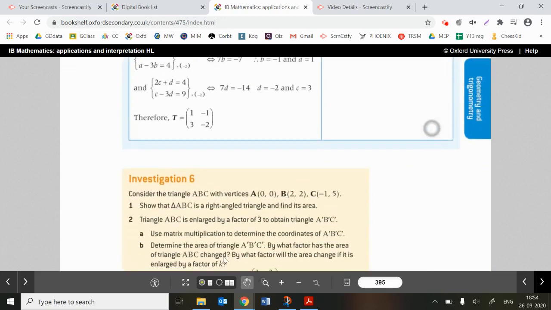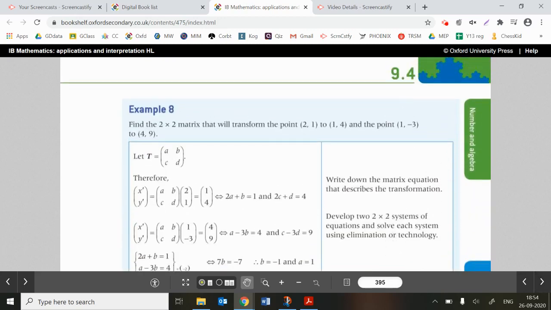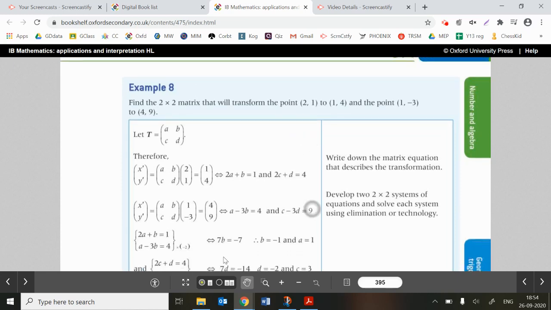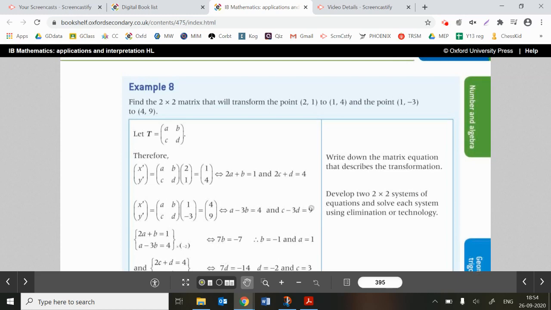In terms of example 8, this is slightly different. It's saying find the 2 by 2 matrix that will transform the point 2, 1 to 1, 4 and the point 1, minus 3 to 4, 9. And in fact, they're doing this by setting up simultaneous equations. So if you don't know what the matrix transformation is, it's possible that you can have more complicated combinations of matrix transformations.